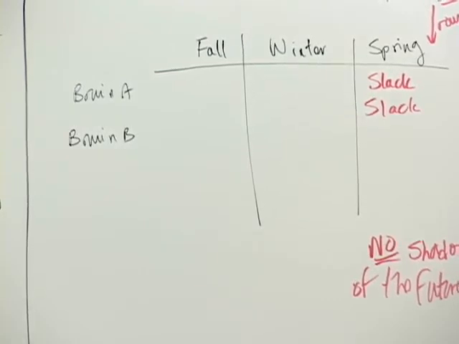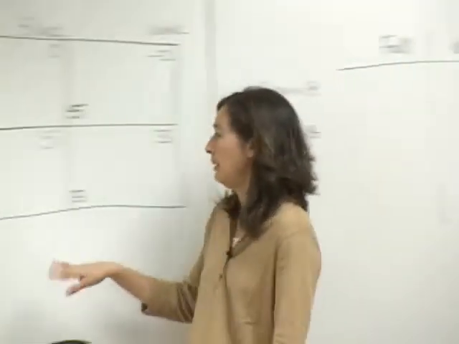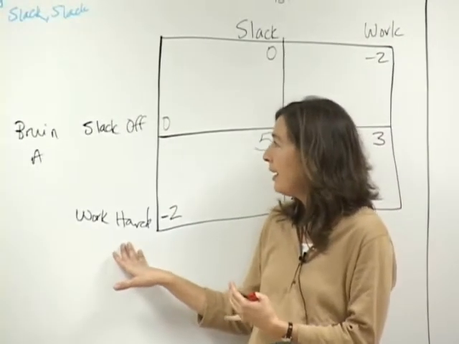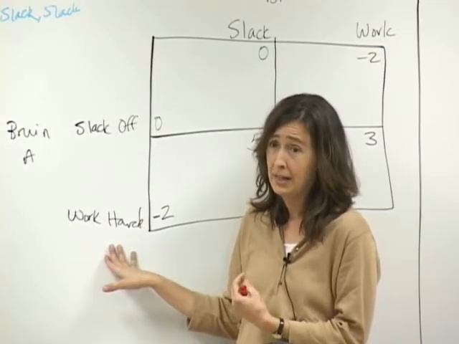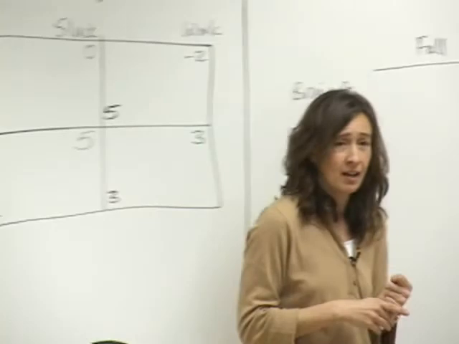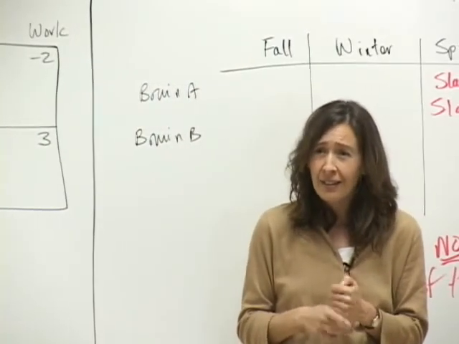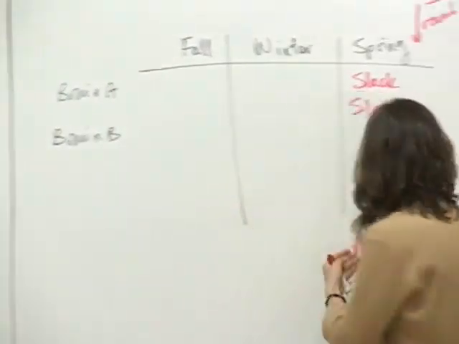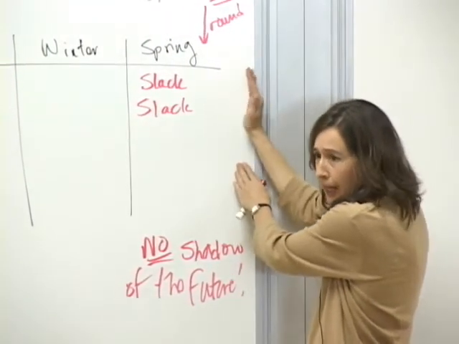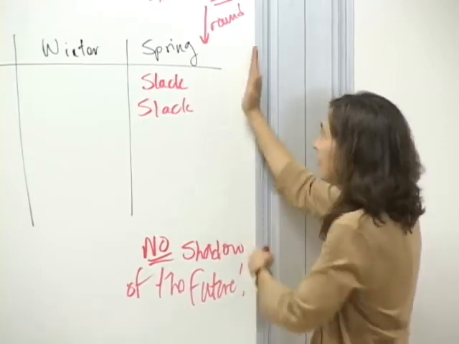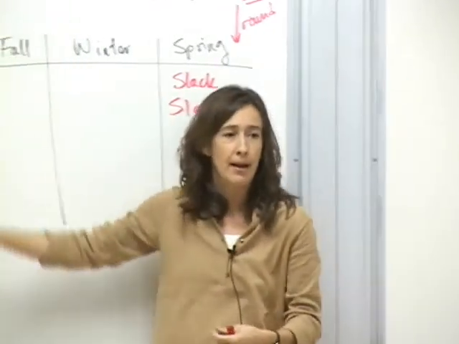Let's think about winter quarter, though. Now it's winter quarter, and Bruin B is saying to Bruin A, work hard this time, and I promise I'll work hard next time, and we can get to this good outcome. Are you going to buy it? No. That's the problem. This final period, senioritis, lame duck effect that happens in the last round is going to bubble its way back up.